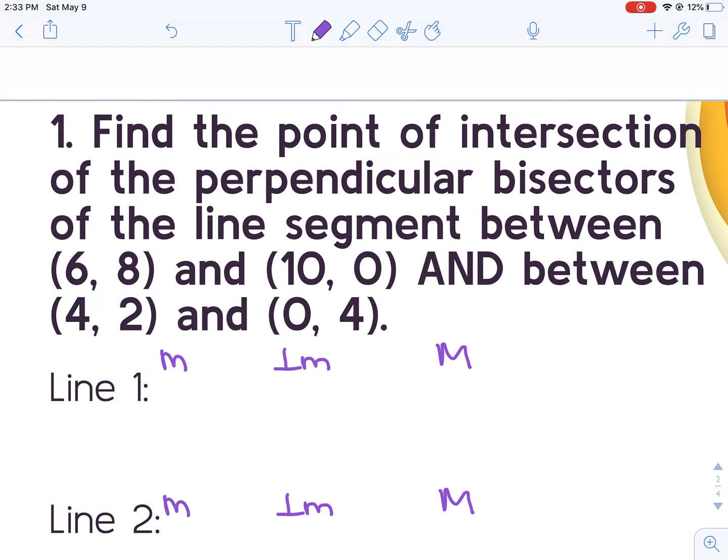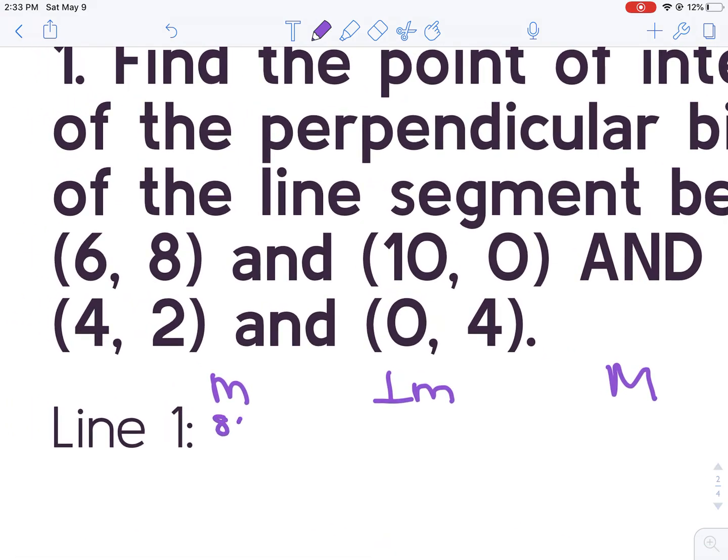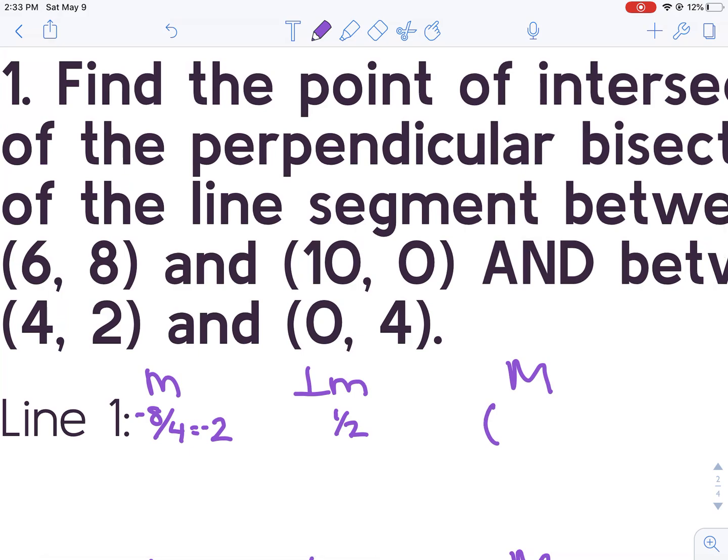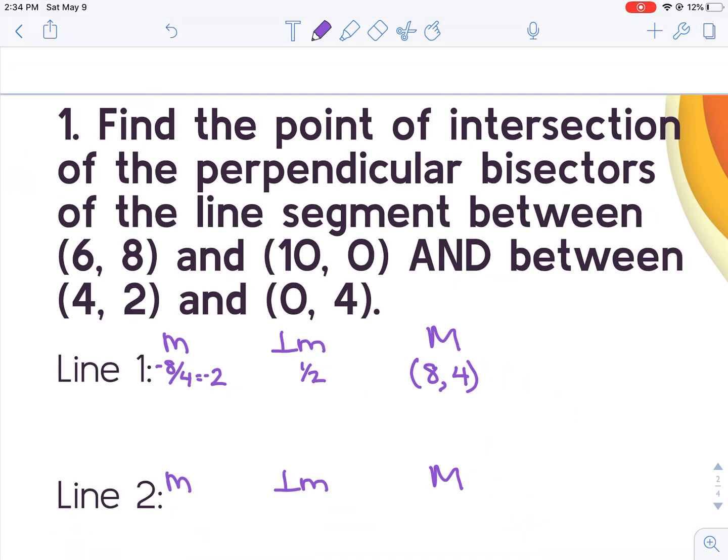So the slope between the first two is 8 over 4, or negative 8 over 4 rather, or negative 2, which is positive 1/2. And if this is looking awfully familiar, it's because this first line is the same one you solved yesterday. And the midpoint there is 8, 4. So I'm using the perpendicular slope and this point to write an equation. I'm going to write it as y minus 4 equals positive 1/2 times x minus 8.